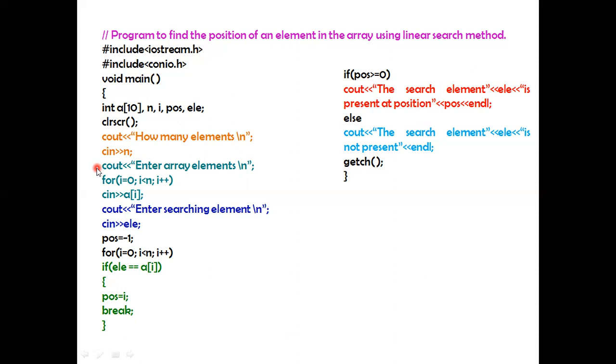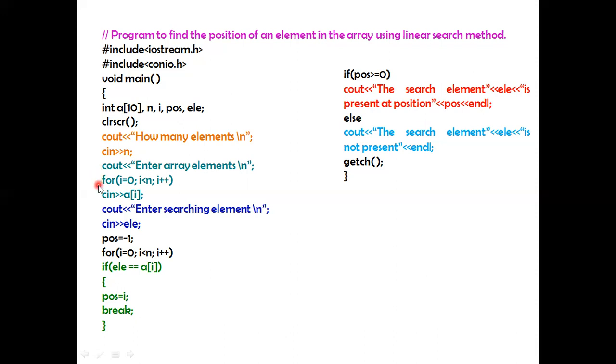Even it may be positive or negative, because integer is a combination of positive as well as negative. Integer occupies how many bytes? 2 bytes. What is the range of integer? It takes minus 32,768 to plus 32,767, which includes positive numbers as well as negative numbers.